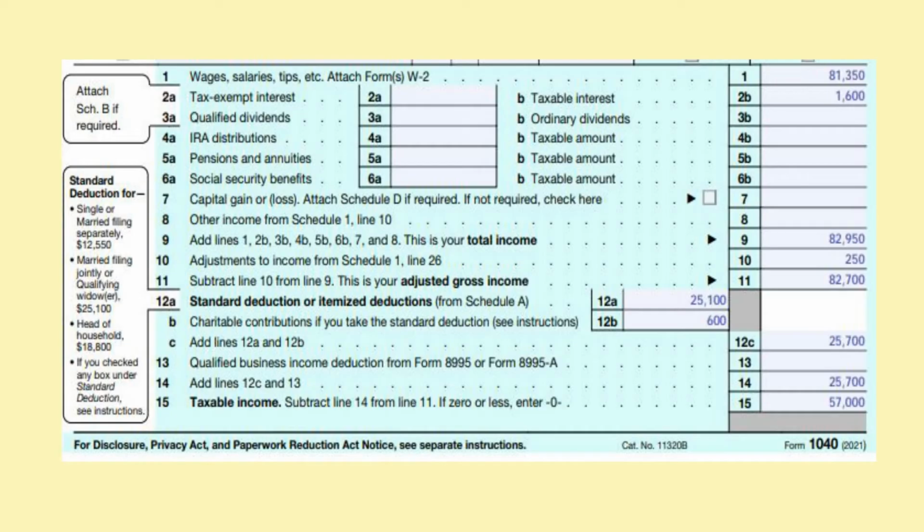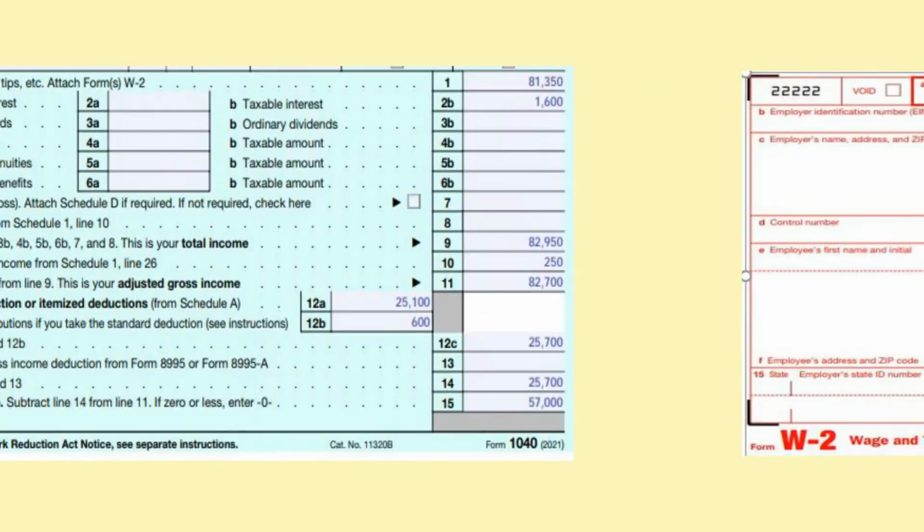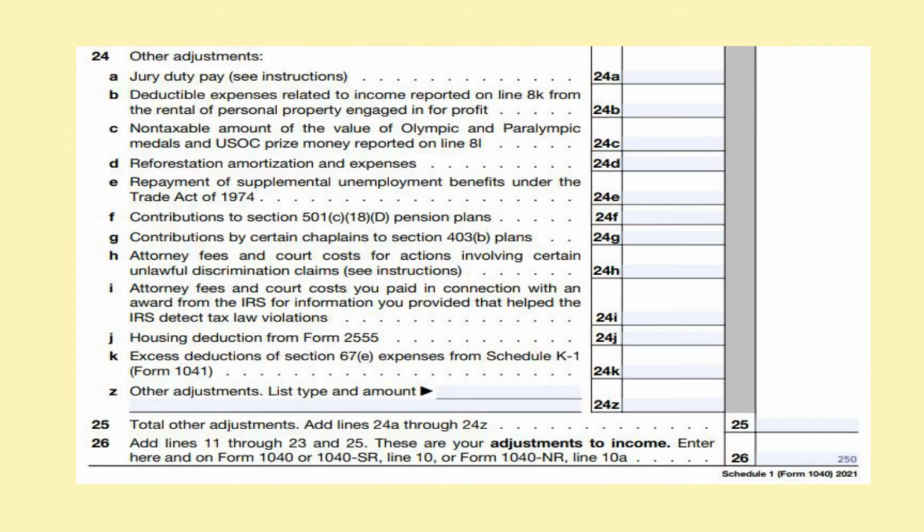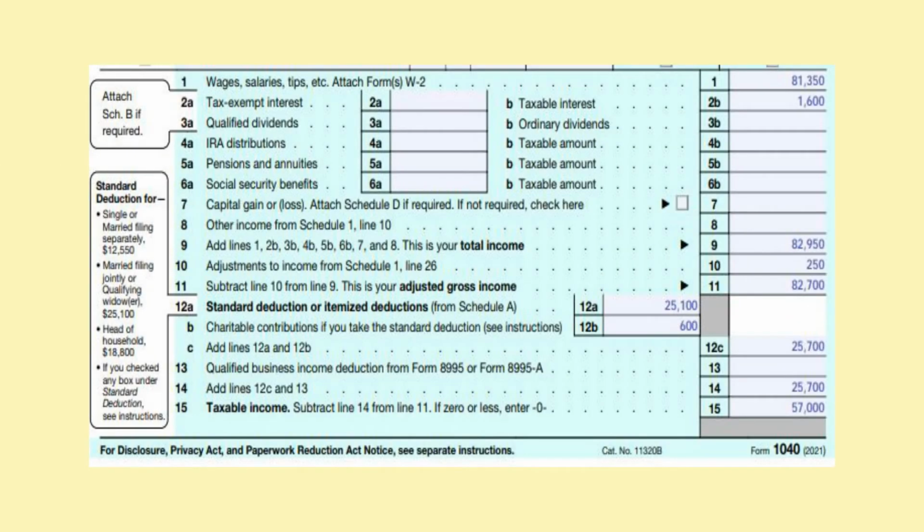For line 10, we will go back to Schedule 1, adjustments to income. In this example, you are a 5th grade teacher, and you have $250 of expenses for supplies that you bought for the classroom. Put that on line 11 of Schedule 1 and carry it down to line 26. Some of the other more common examples of adjustments to income are alimony paid, student loan interest, and IRA deductions. Carry the $250 to line 10 and subtract it from line 9 to arrive at $82,700 on line 11 for your adjusted gross income.